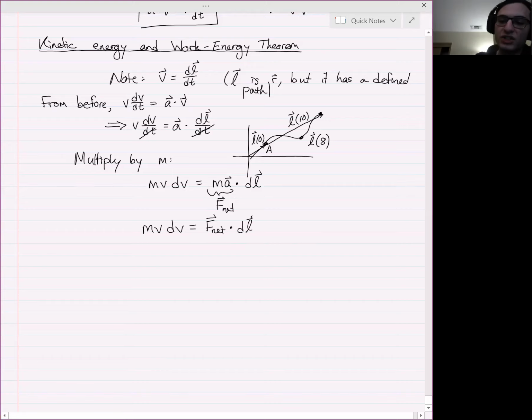Well, dl is just a vector between two very close points on a path. So maybe that's dl there, and maybe over here, dl is this vector. So dl is just a changing vector with infinitesimal size. And so now we can actually integrate this. We can integrate both sides of the equation from, say, point A to point B.